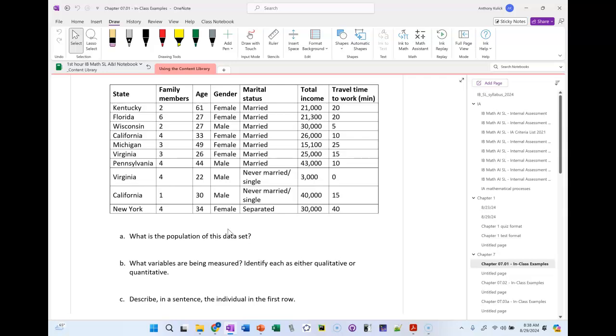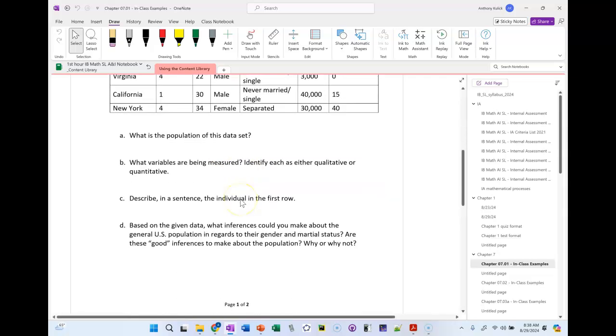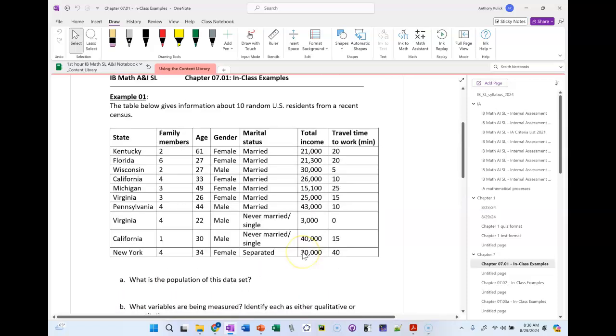What percent would be married? 70, right? And then we have like 20% single or never married, and then like 10% separated. That's kind of all we're asking. Just something real basic. You don't necessarily have to connect the 2. All right. Are these good inferences?